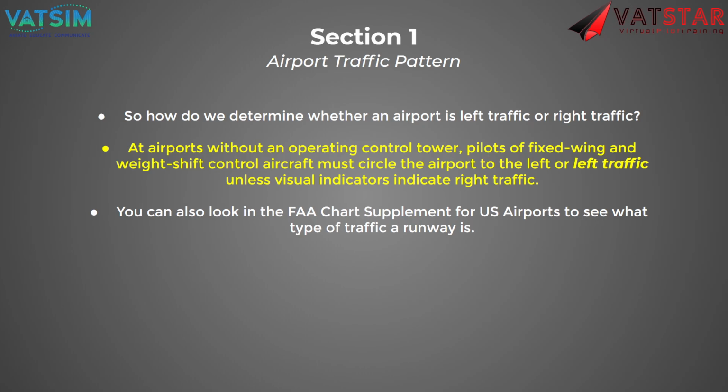Now, visual indicators, if they're there, could indicate right traffic, but the default, you should always fly left traffic unless indicated otherwise. You can also look in the FAA chart supplement for U.S. airports to see what type of traffic a runway is, and we'll go towards that at the end when we talk about chart supplements. I'll show you where to find that. At an airport that's controlled by a tower, they will tell you whether to fly left traffic or right traffic.